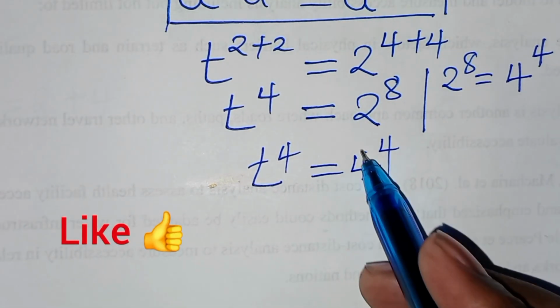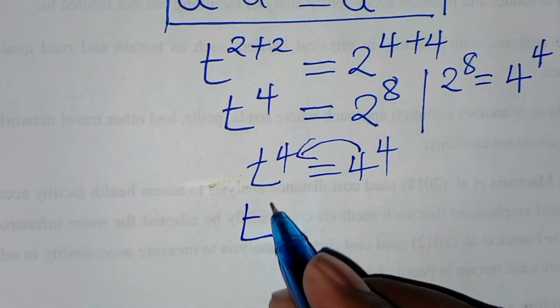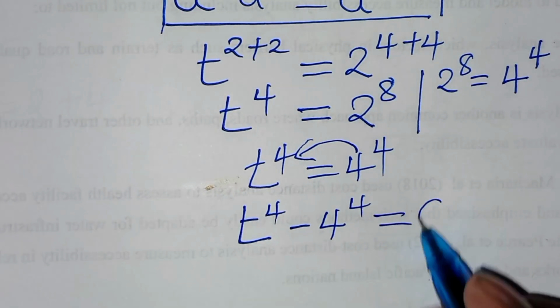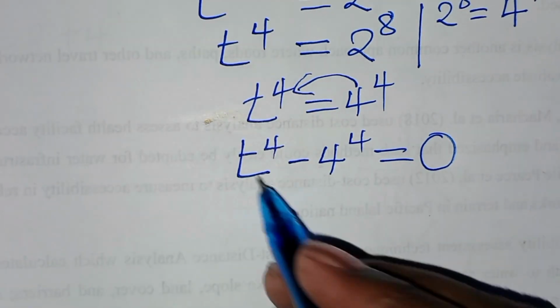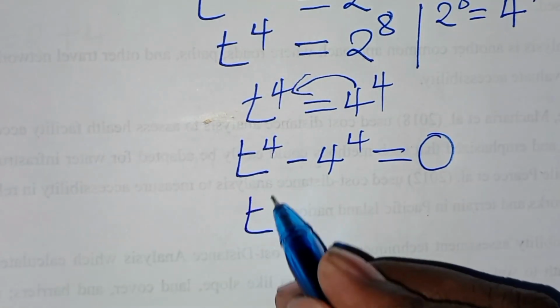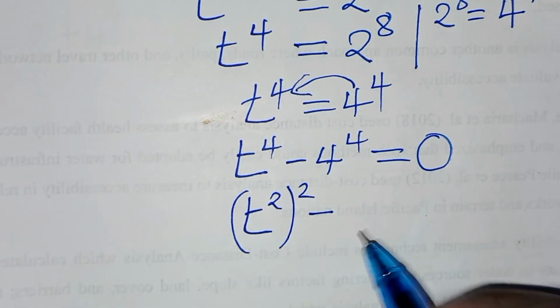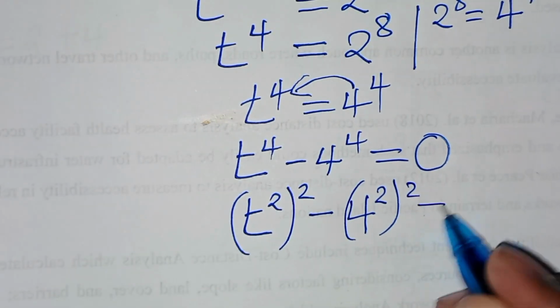Now, let's take 4 to power 4 to the left hand side, so that here we'll have t to power 4 subtract 4 to power 4 equal to 0. So from here, we can express t to power 4 as t to power 2 raised to power 2, subtract 4 to power 4, which you can express as 4 to power 2 raised to power 2. This is equal to 0.